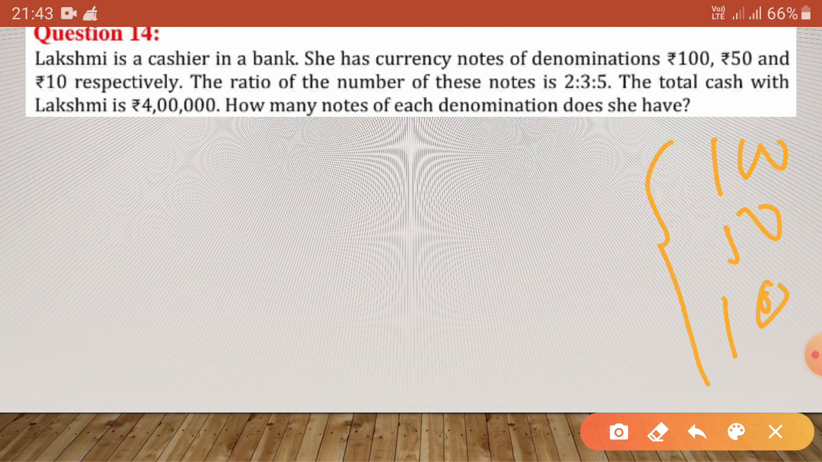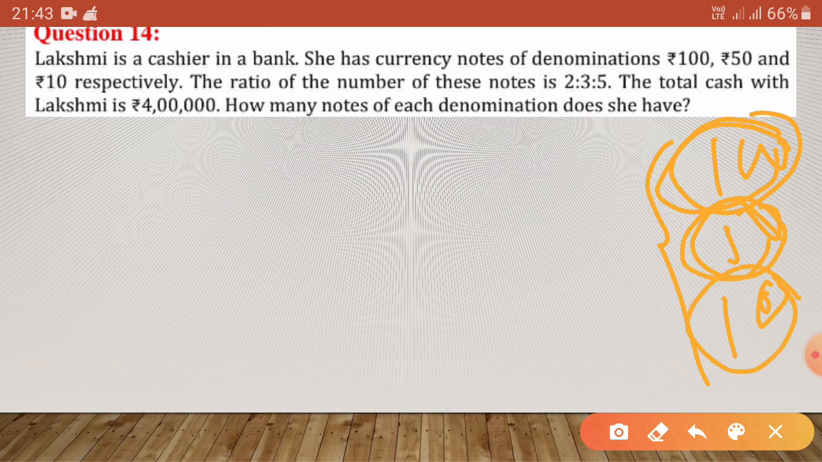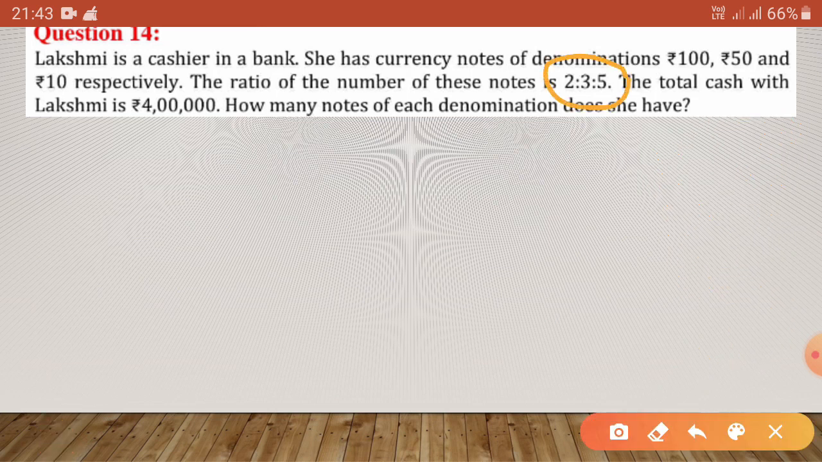Okay, so the currency notes she has, one is 100, then 50 and 10 respectively, as per the question. Then the statement is the ratio of the number of these notes, the number of 100 currency notes, the number of 50 currency notes and the number of 10 currency notes is 2:3:5. So if we have the ratio of the number of notes, then we can convert it into the number of notes.